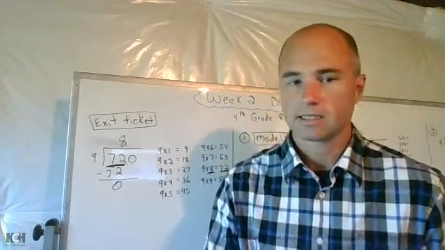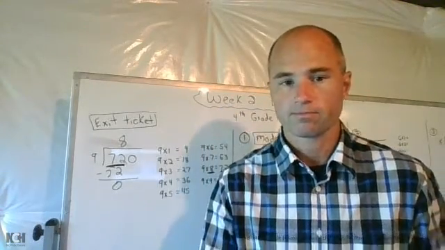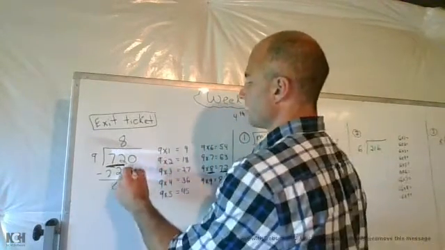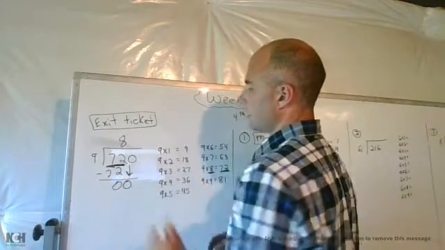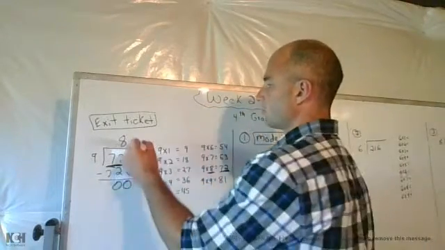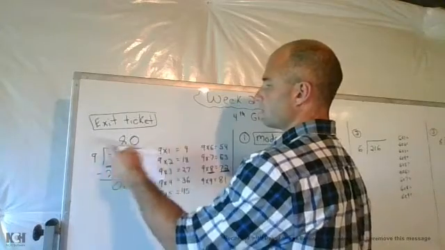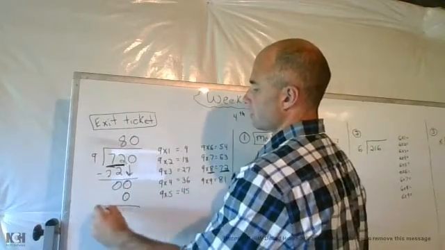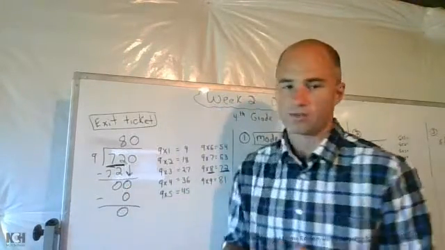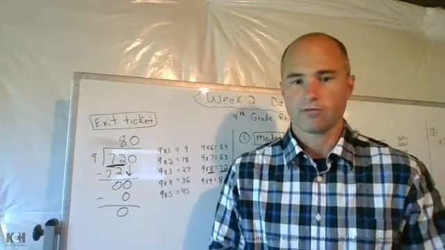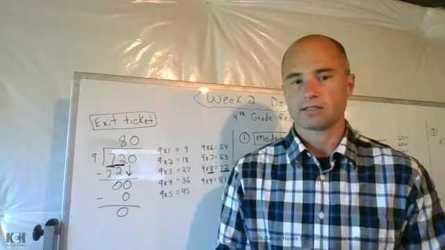But wait, I'm not done. I have to bring down this 0. How many 9s go into 0? It's 0. 0 times 9 equals 0. You subtract, and you have nothing left over, giving you 80 for your exit ticket solution.